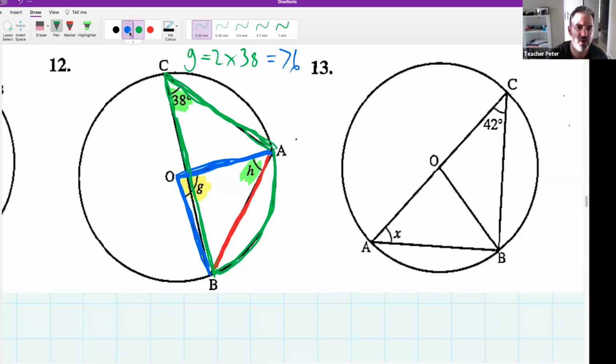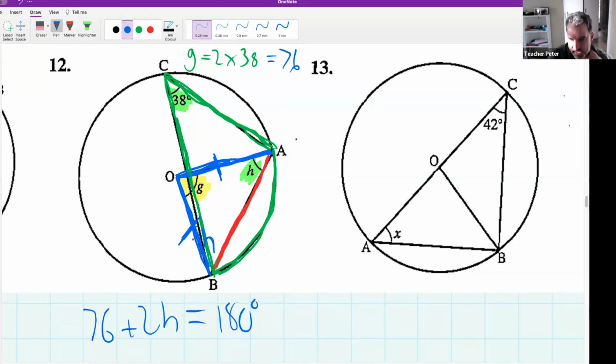Now, what you'll notice is that these two blue lines are radii. So we're going to do the same idea as what we did last time, where we say, look, we know that this angle and this angle are the same. They're both h's. So we're going to go 76 plus 2h equals 180, because this is a triangle. Then we will get that 2h is equal to 104, and then h is 52.